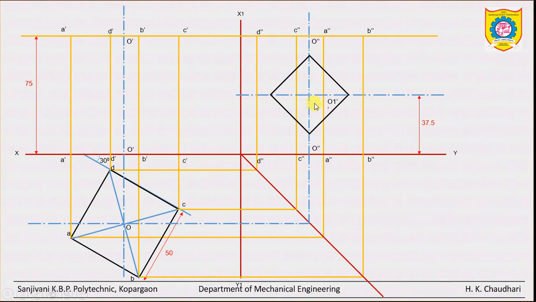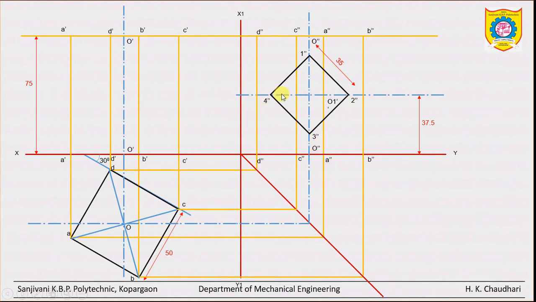Okay, here is the point O dash 1. The size was 35 mm. Name the points, the corners: 1 double dash, 2 double dash, 3 double dash and 4 double dash.